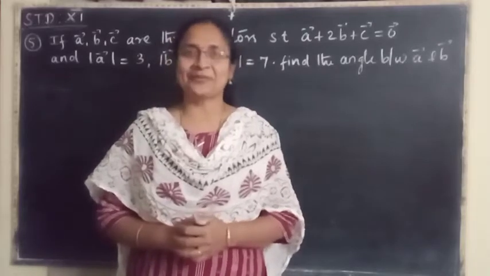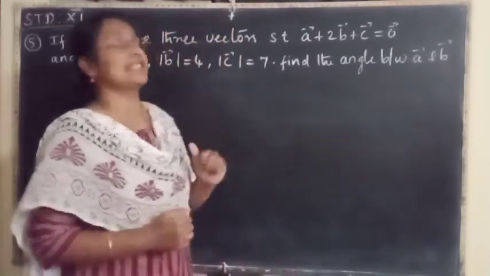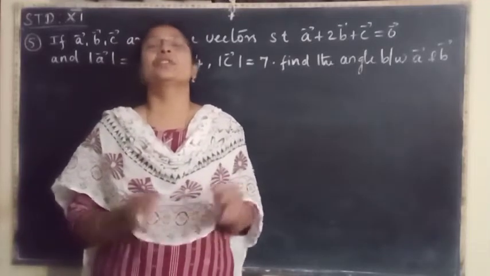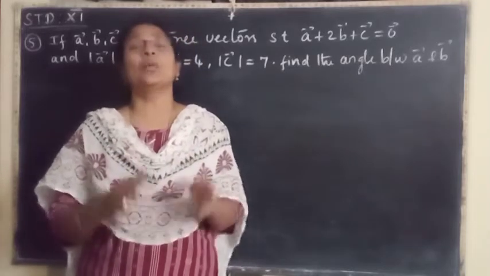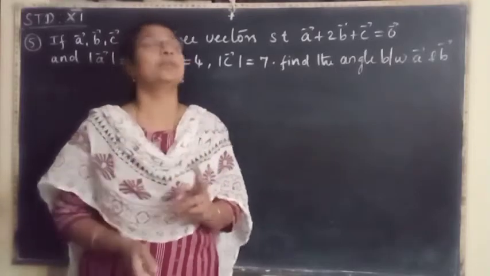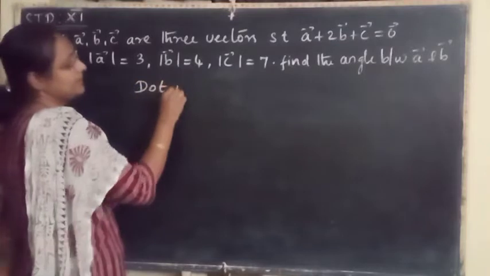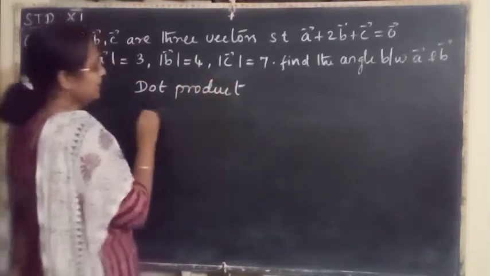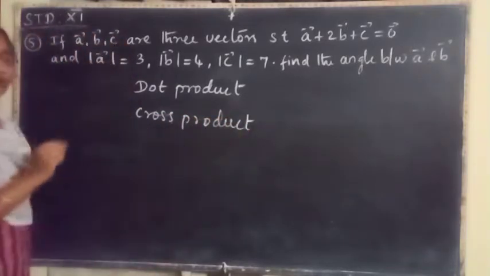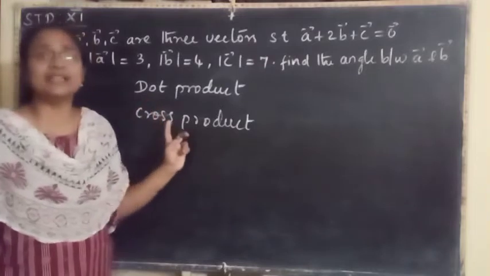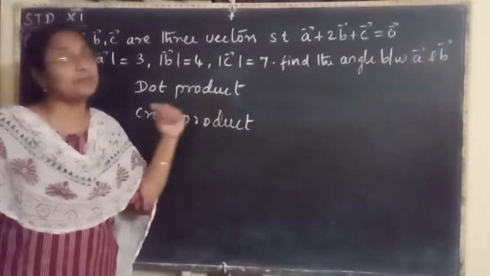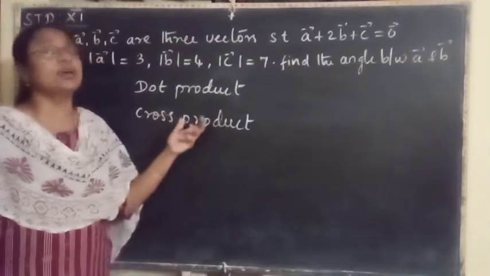Shall we continue with the class now? Okay students, before getting into this fifth sum, shall we recapitulate what we have learnt in our previous classes? We have learnt what is meant by a vector, what the components of those vectors are, and we found there are two products, termed the dot product and the cross product. So there are two products in vectors, one is the dot product, the other is the cross product. The other name for dot product is scalar product. The other name for cross product is vector product.